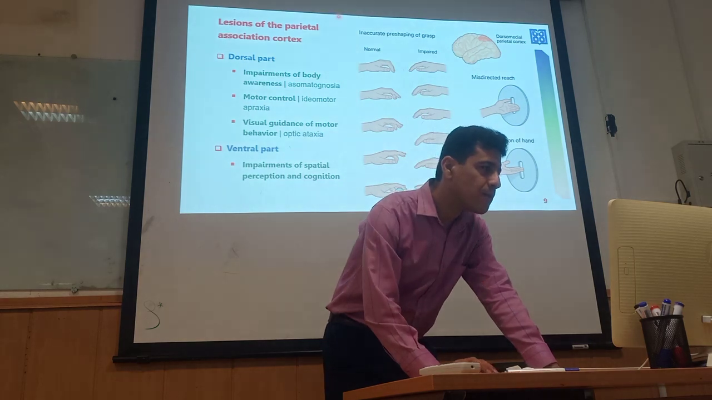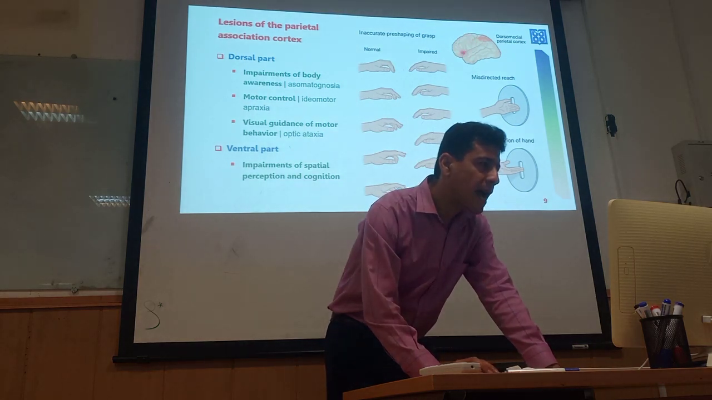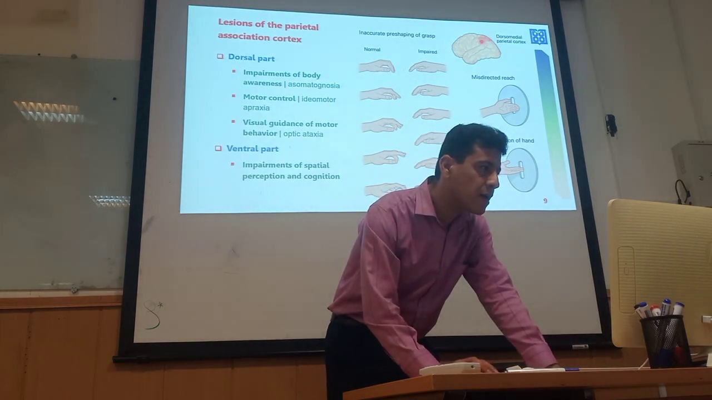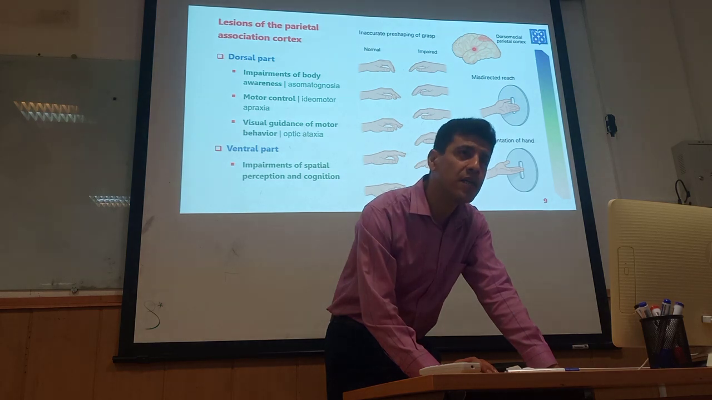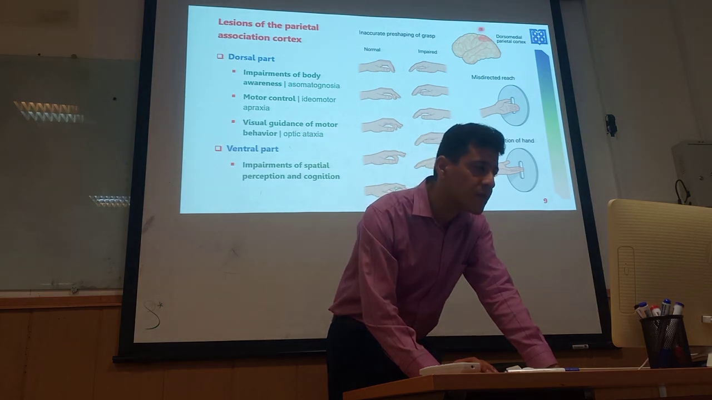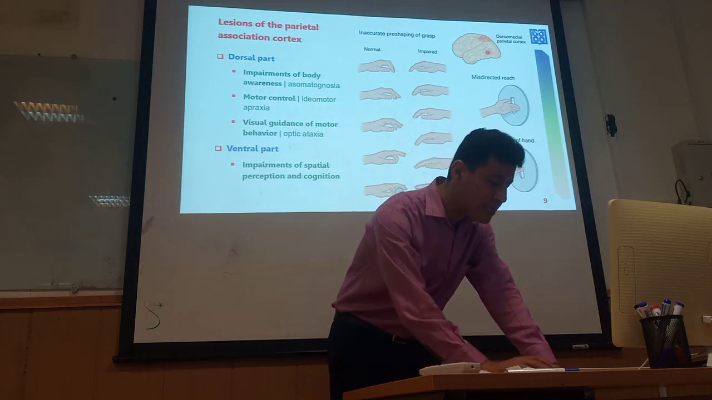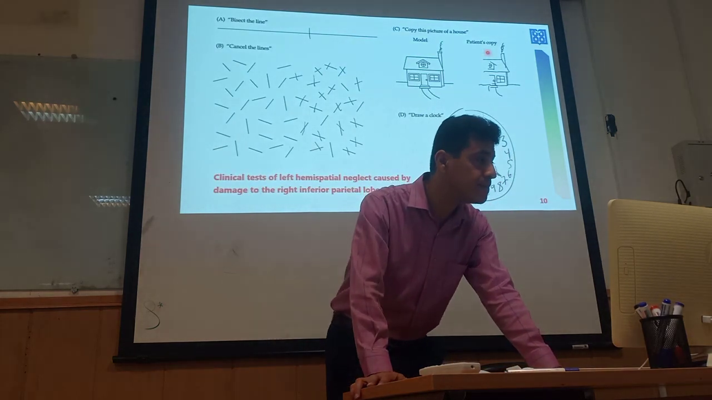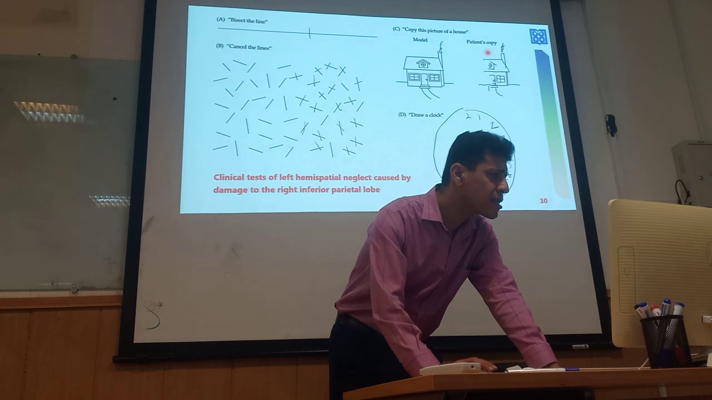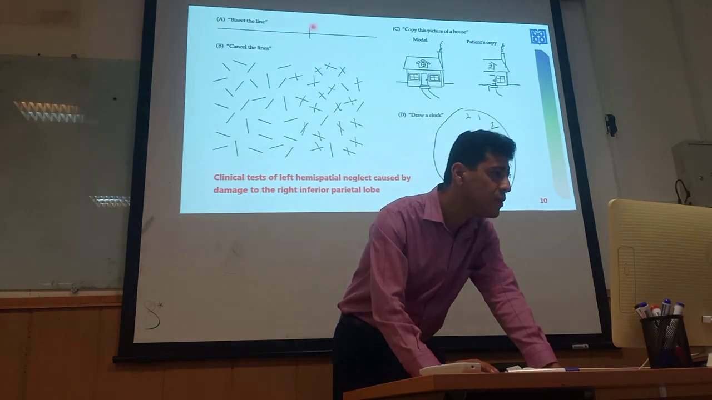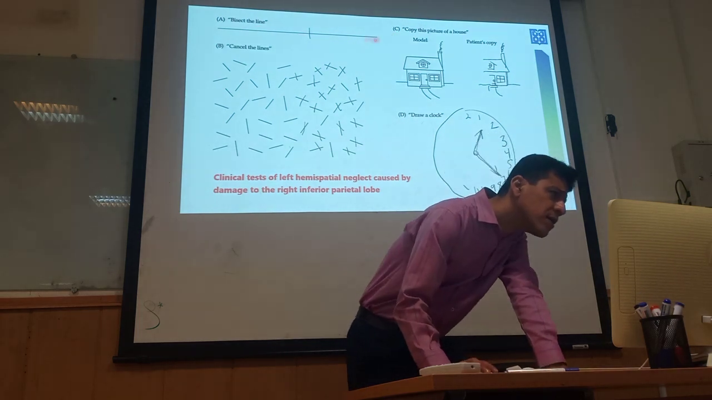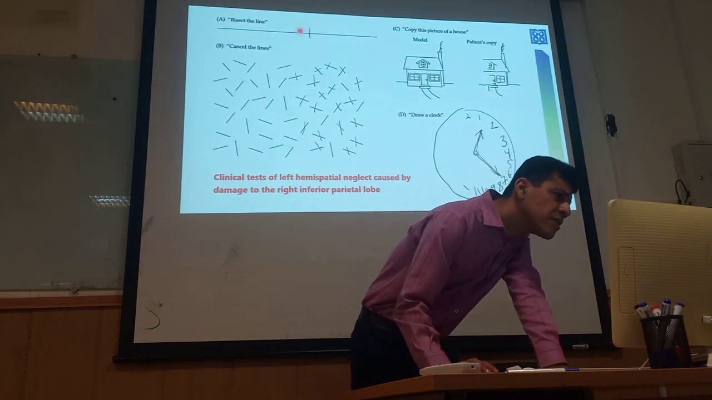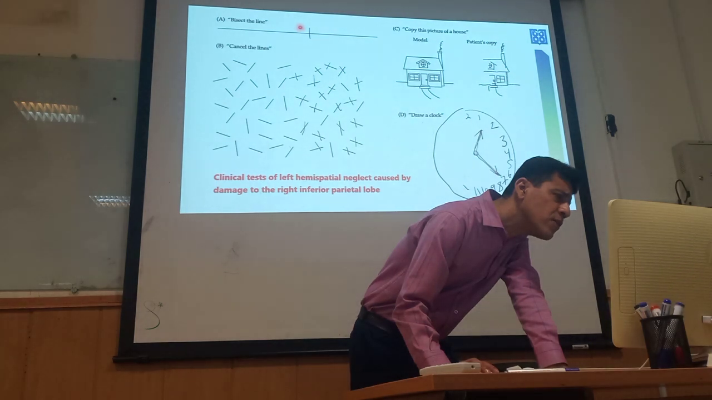Okay? So, action depends on the dorsal part, but understanding and cognition depends on the ventral part of the parietal cortex. How can you test this? This way. For example, you can ask the patient to divide this line into two equal sizes. So if I were the patient, I would do this here.